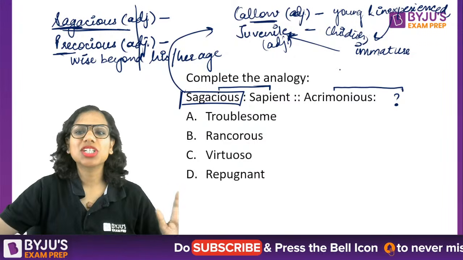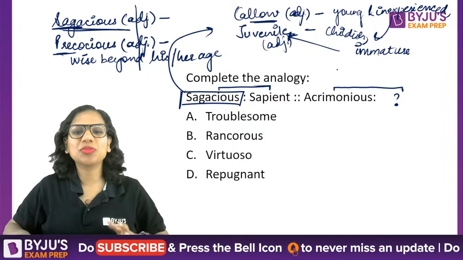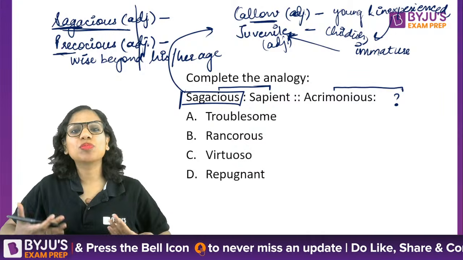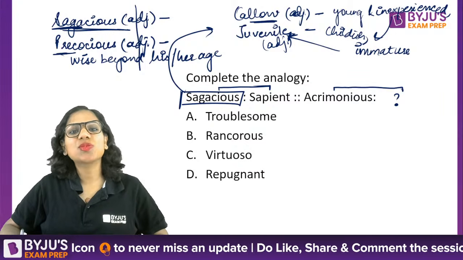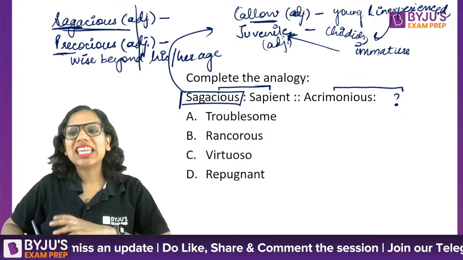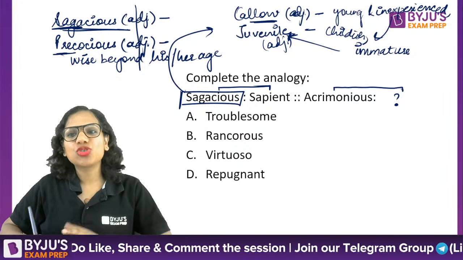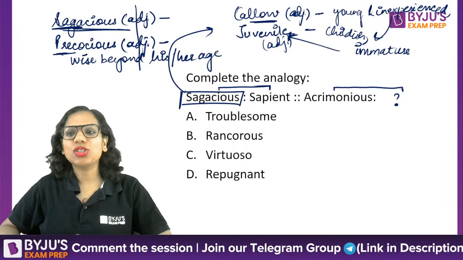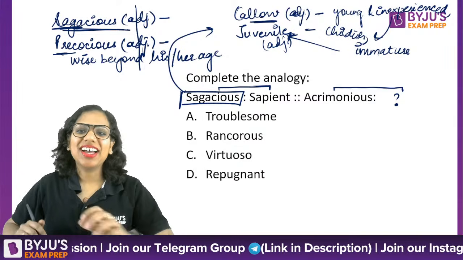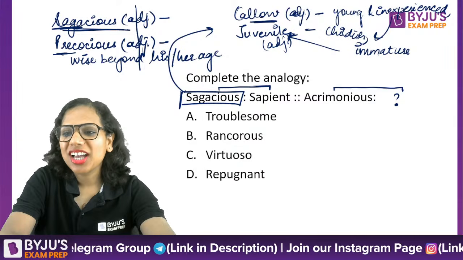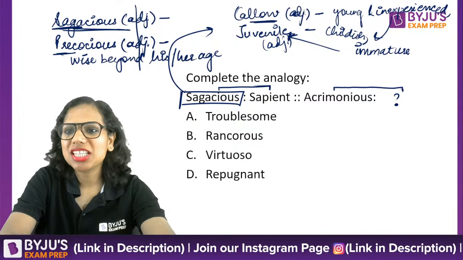So this is how all these words came to my mind. They're related to age. They have something to do with age. Sagacious, wise because of age and experience. Precocious, wise beyond his or her age. Callow, young. So because of your age, you are inexperienced. Juvenile, again, you are immature, childish. Okay. So now, Sapient Technologies.